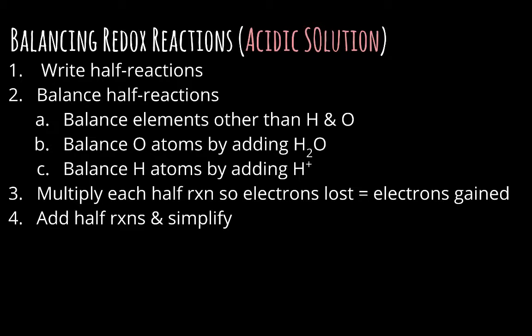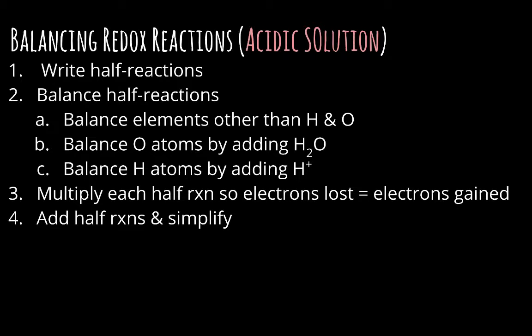The first one is you're going to balance elements other than hydrogen and oxygen. So anything else that's not hydrogen or oxygen, you balance it the way we've always balanced it with the coefficients. Then you're going to balance oxygen atoms by adding water to whichever side needs it. Then you're going to balance the hydrogen atoms by adding H+. After you've done all that, then you're going to balance the charge. So you're going to look at the charge of each side to make sure that the charges are the same.